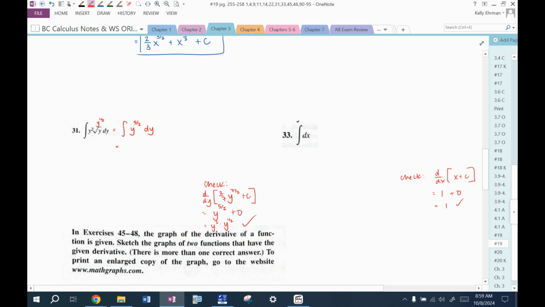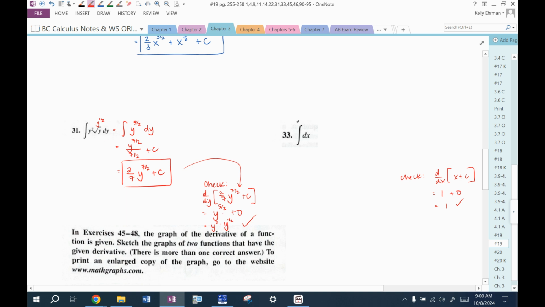Add 1 to your exponent. So add 2 over 2, and you get y to the 7/2 divided by 7/2 plus c. And then we clean that up. That's 2/7 times y to the 7/2 plus c. So that's my answer. Check my answer by saying, all right, turn around and take the derivative with respect to y of that result you just got. The derivative of the antiderivative should come out to the original function that we had in the integrand.